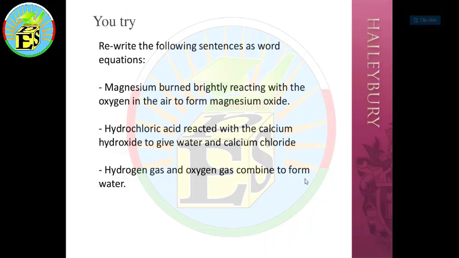So this is it for today's lecture. We studied how to write a word equation, and we discussed the reactants and product, and we discussed that we should mention the states of the reactants and product while we are writing the word equation for a chemical reaction.